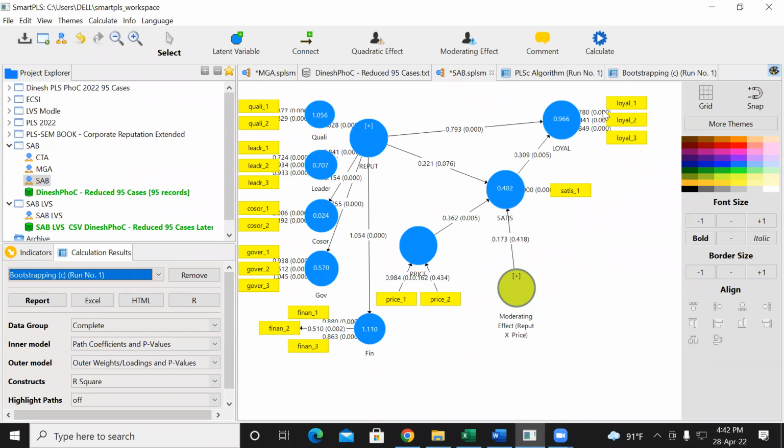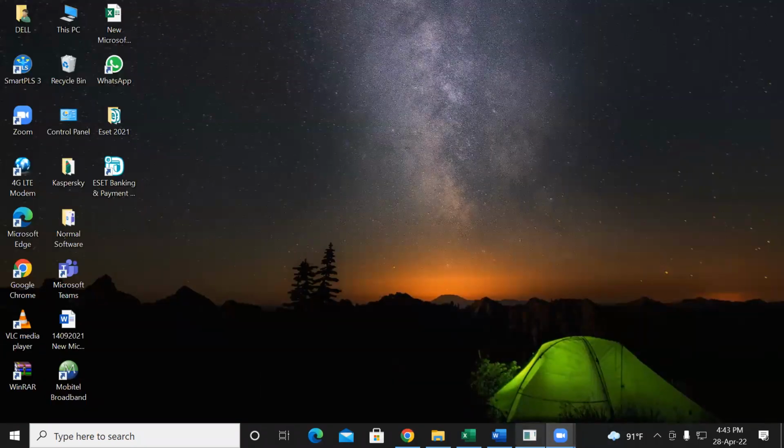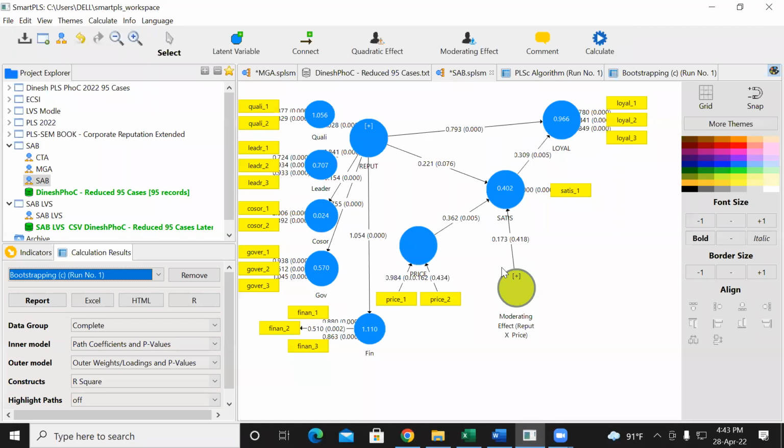Then we can go to the next step. That's about this mediator and how to identify the percentage of the mediation. Then we can go to the second part. That is about multi-group analysis.